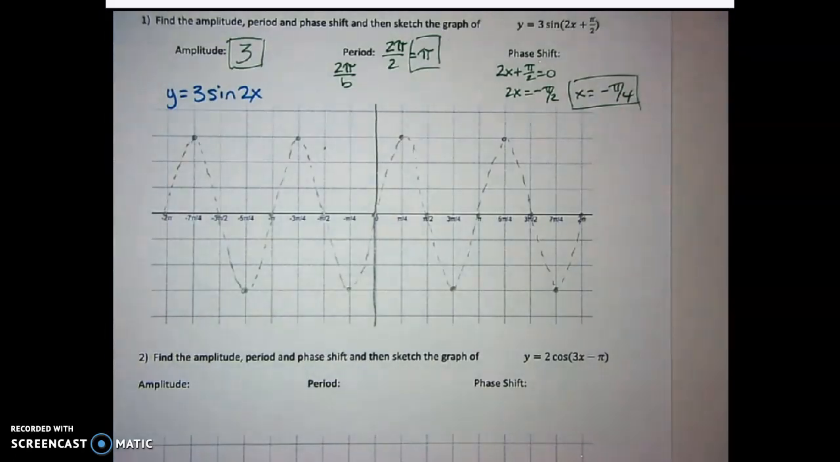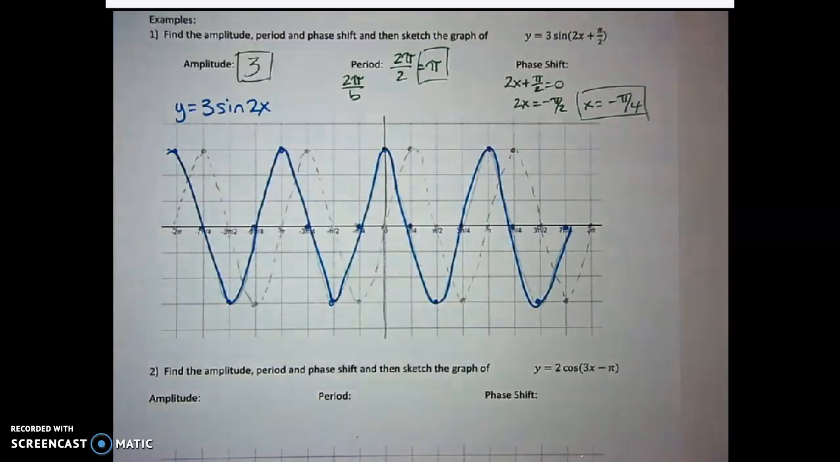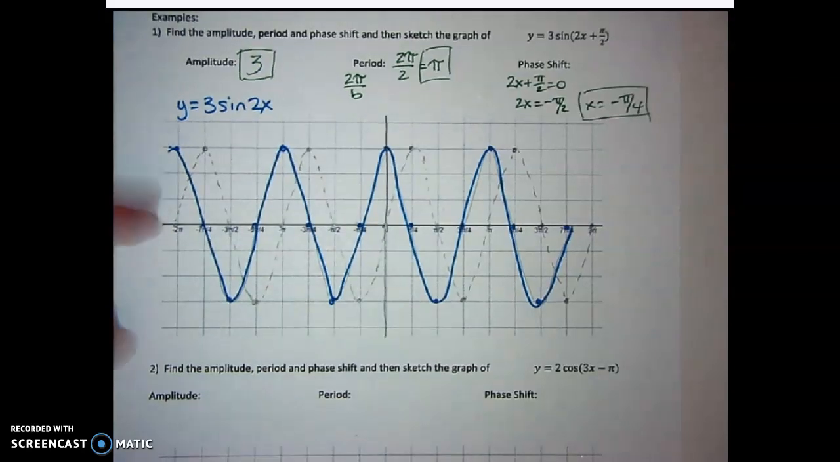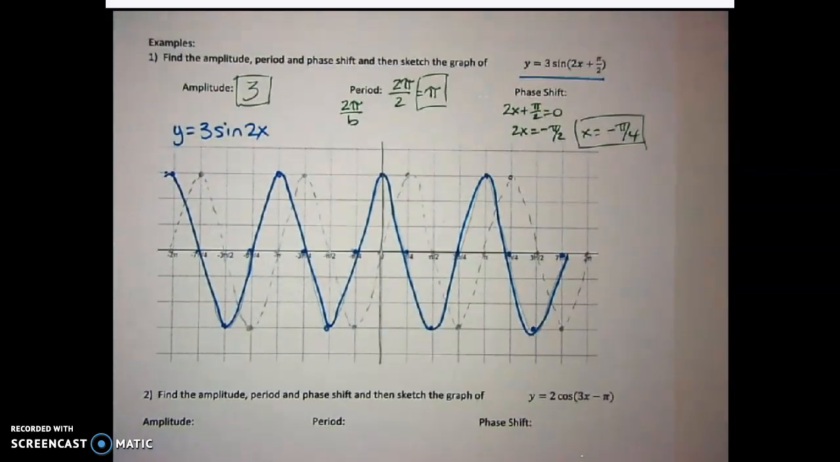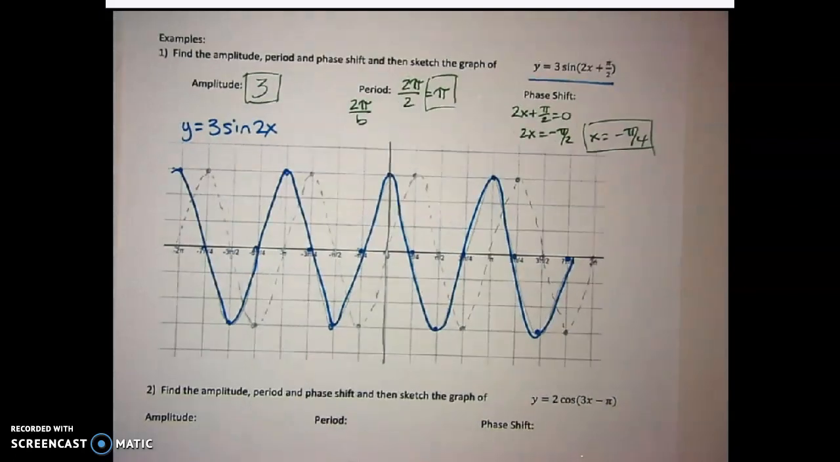Now I'm going to take each one of these points and I'm going to move it to the left pi over 4 units, which is basically each point that I've plotted there, I'm going to move them all to the left 1 box, because each box is pi over 4. And there in blue you have the final graph. It's a bit misleading because I wrote this in blue, but this blue graph is my final graph of y equals 3 times the sine of 2x plus pi over 2.